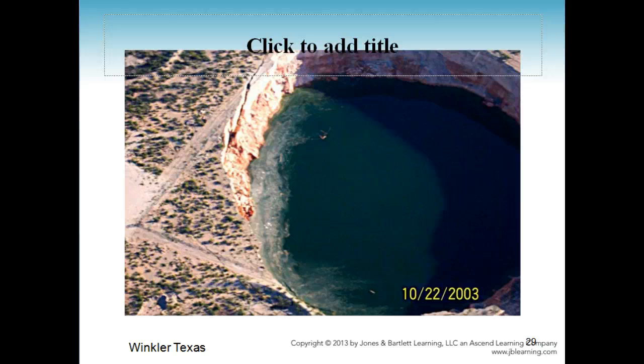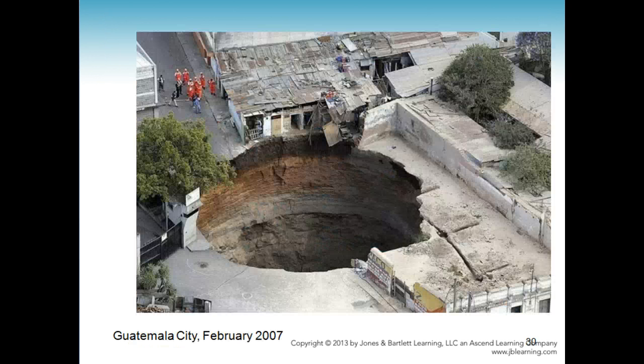Here's a picture of a sinkhole in 2003 in Winkler, Texas. This is about a quarter mile across. It's a pretty big sinkhole. Here's another one in Guatemala City in 2007. Here the sinkhole isn't quite as large around, but you can see how deep it is, and that any structure that would have been here, including part of this house, is completely gone. Every year people lose property to sinkholes, and sometimes people are killed. There's a big problem in Florida right now as the aquifer is drawn down with sinkholes.